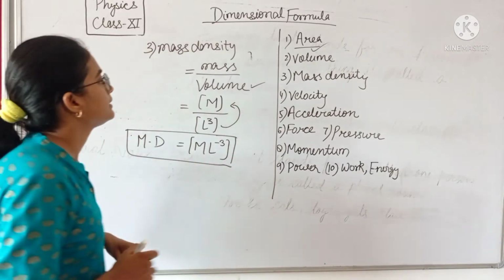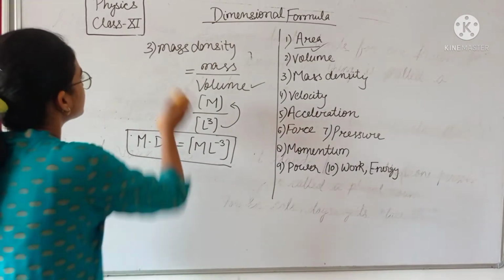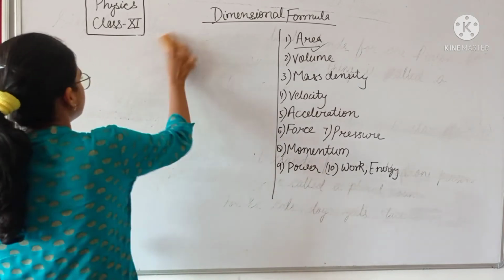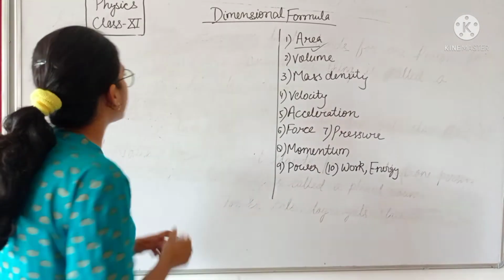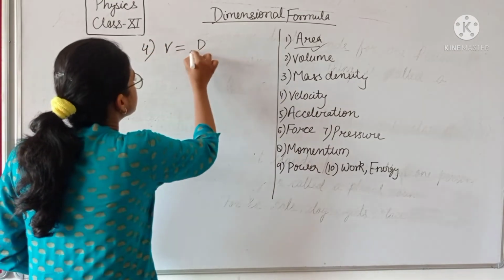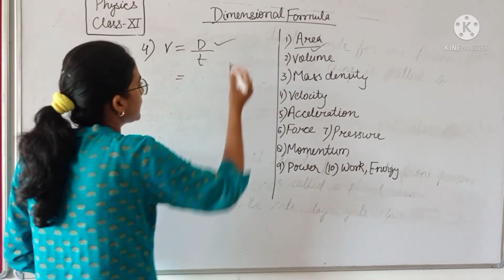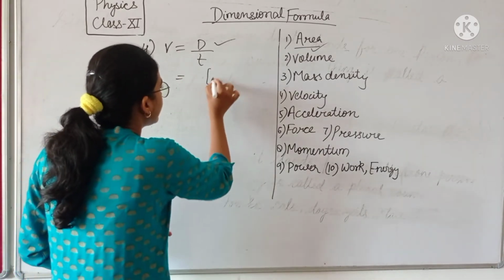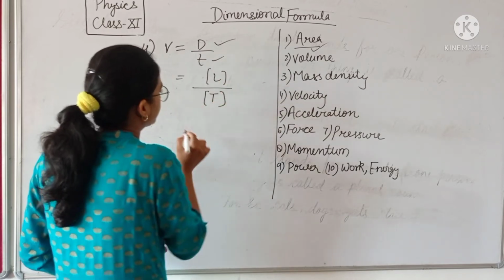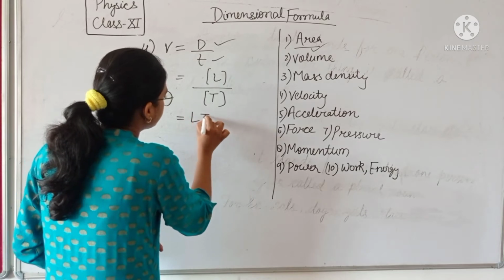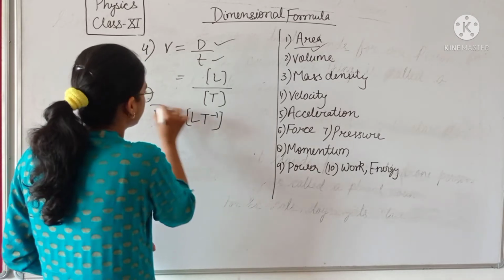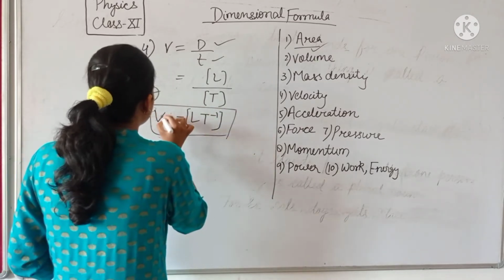Okay. Now come to the next, velocity. What is the formula for velocity? Velocity is displacement upon time. And displacement is a kind of distance. So we will write L, and T is time. For time we write T. So this is L T to the power -1, and we will use the square bracket. So this is our velocity.